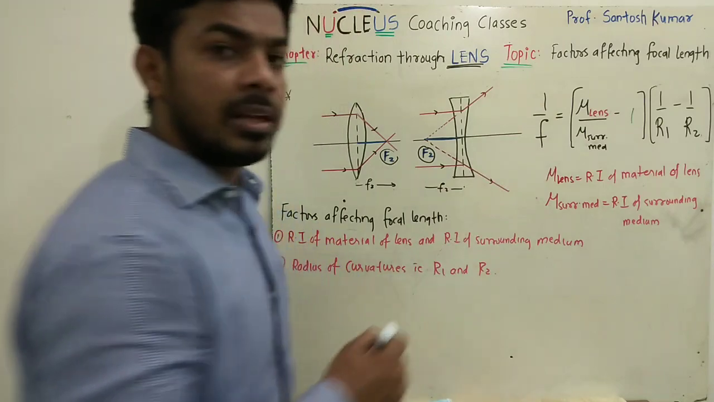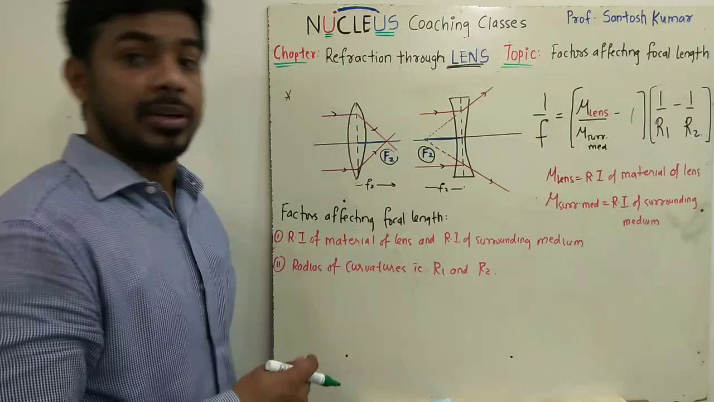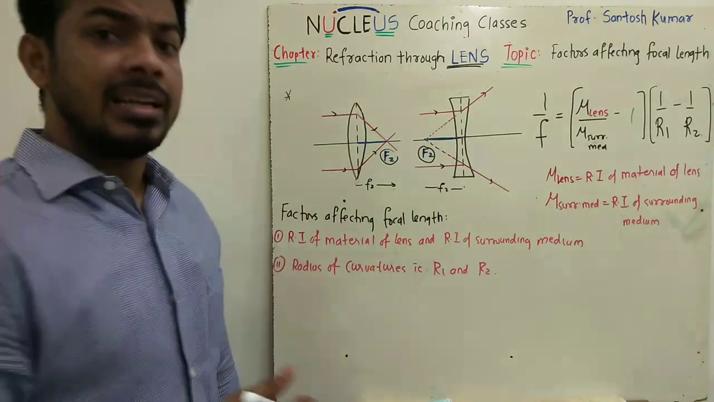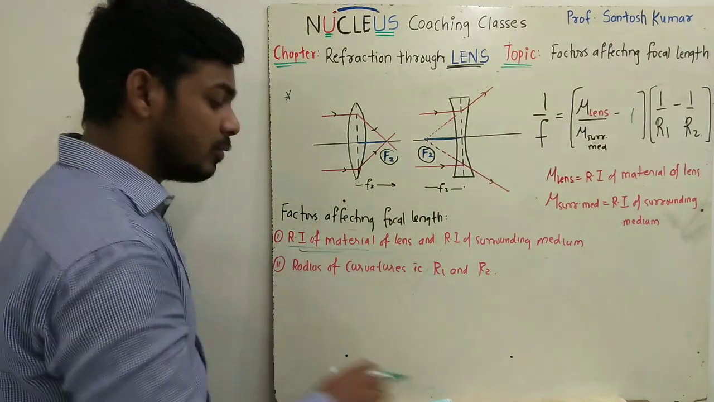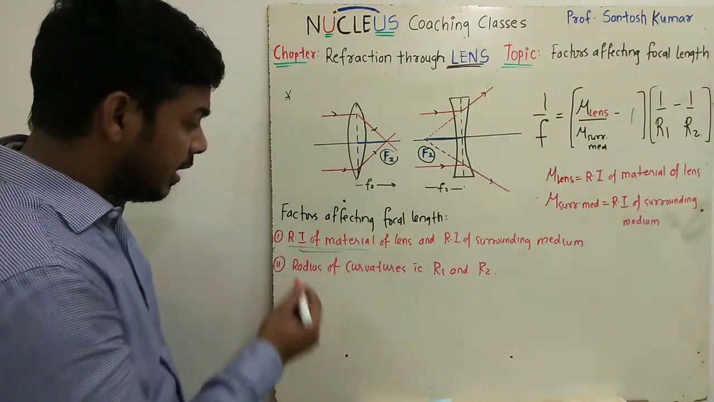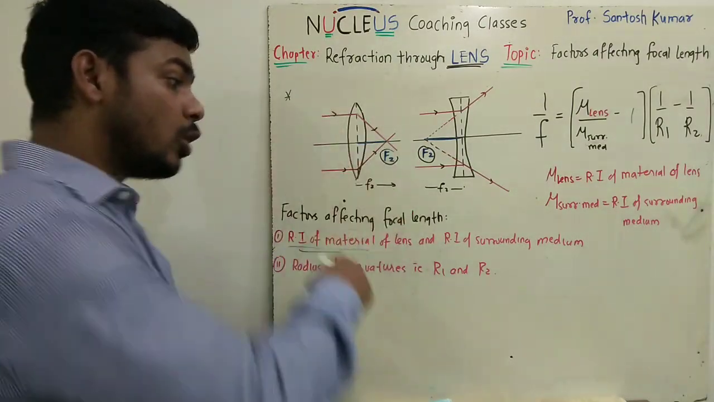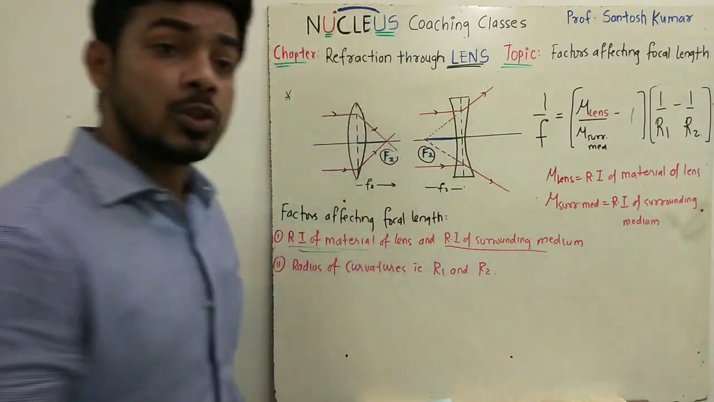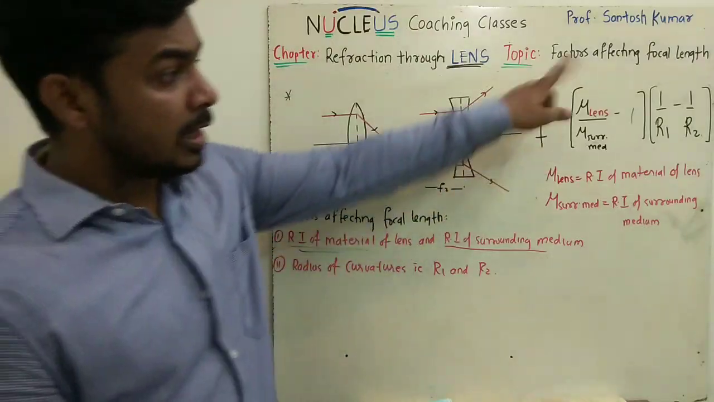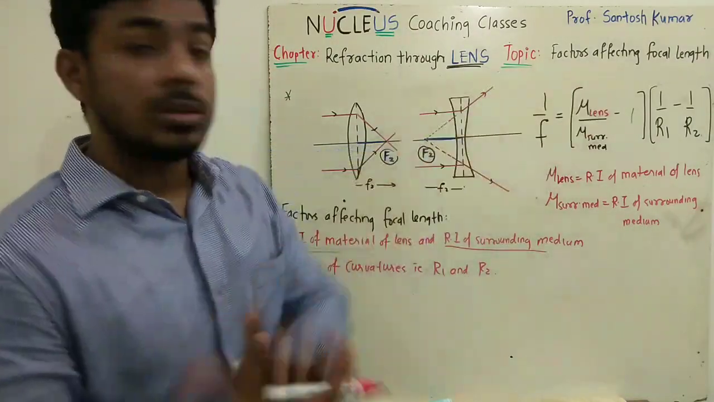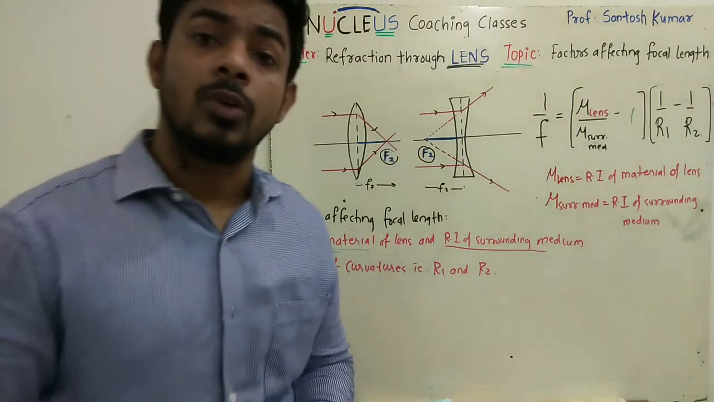So what are these R1 and R2? These are the radii of curvature of the two refracting curved surfaces. So from the formula we can clearly see that the focal length of a lens depends on the refractive index of the material of the lens, and it also depends on the refractive index of the surrounding medium. This is very important. So the focal length of a lens depends on the refractive index of the material of the lens as well as the refractive index of the surrounding medium.